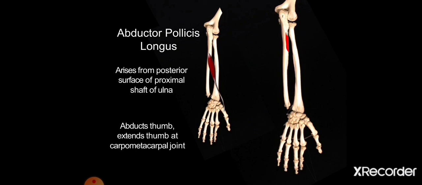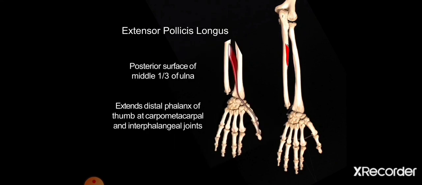Next muscle arising from the posterior surface of proximal 1/3 of the ulna is the abductor pollicis longus. So this muscle takes origin from the ulna, and it is for the abduction movement of the thumb. Another muscle which is arising from the middle 1/3 of the posterior surface of the ulna is extensor pollicis longus. It is a muscle for extension of the thumb. It is another muscle of the back of forearm.